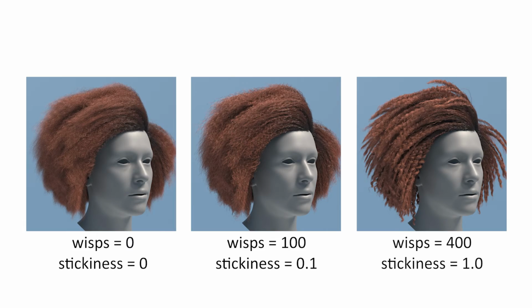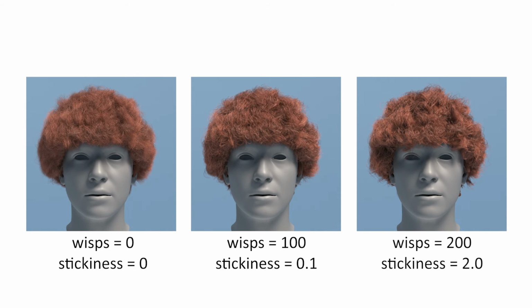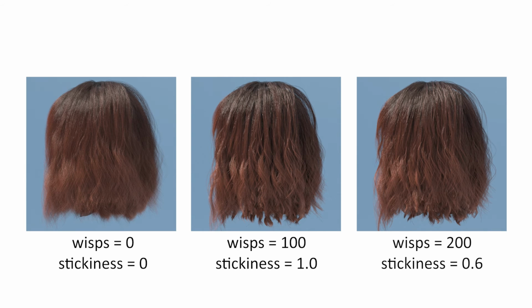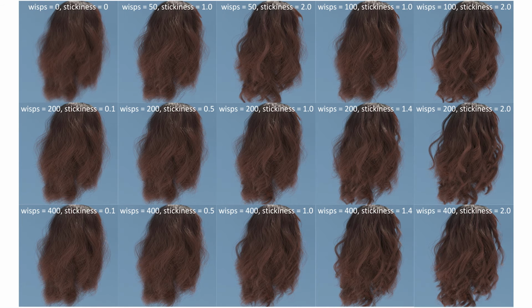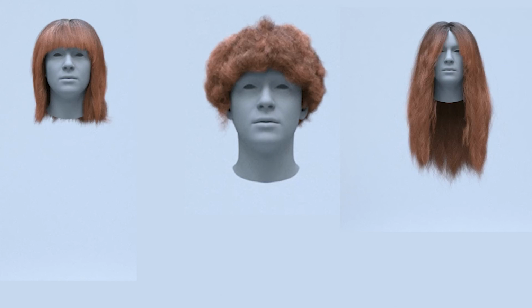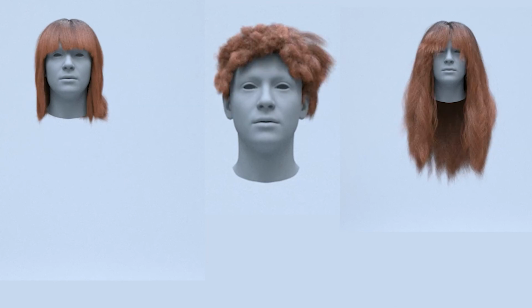Here we demonstrate reconstructed hair models based on the same set of guide hairs but different user parameters. The user can control the fine details by specifying the number of wisps and hair stickiness. In this page, we demonstrate various combinations of the user parameters. Moreover, thanks to the latent space, we can perform hairstyle interpolation by linearly interpolating the latent codes.